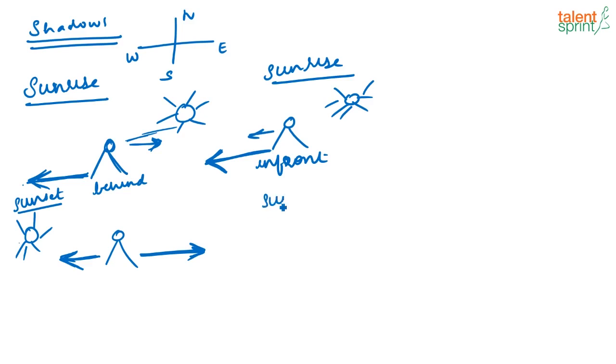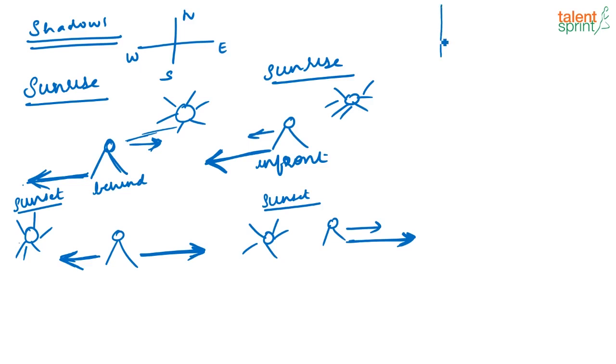Similarly, if you are looking at sunset, and sunset means the sun is towards the west, and there is a person who is facing the east, again here the shadow will be in front of him, because during sunset the sun is towards the west, so the shadow will be towards the east. If the person is facing east, the shadow will be in front of him. Okay, so this is how you understand in which direction the shadow will fall in case of sunrise and sunset when a person is facing east or west.